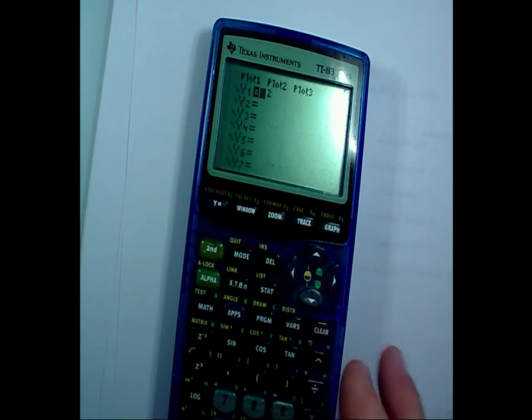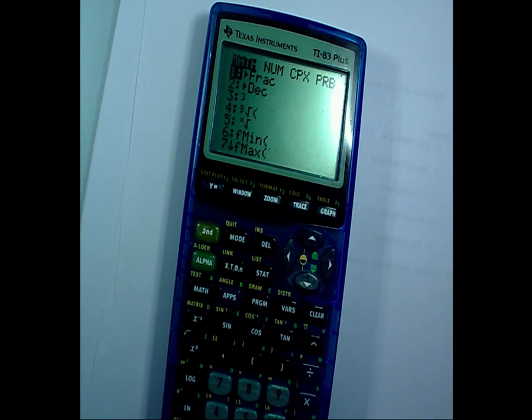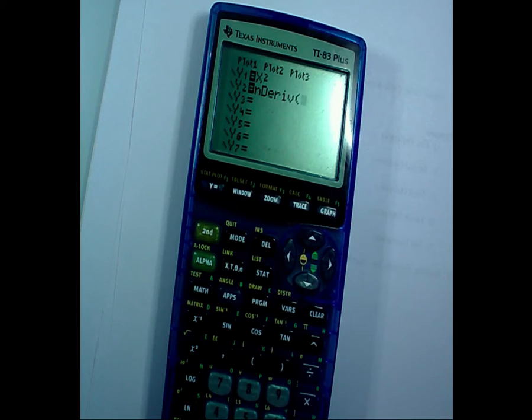TI people, Casio people, you should be able to do this too. And y2, I'm going to graph the derivative. This is how you're going to do it. I'm going to go math. I'm going to go to line 8. Now, for the enhanced ones, you're back to where you were, correct?